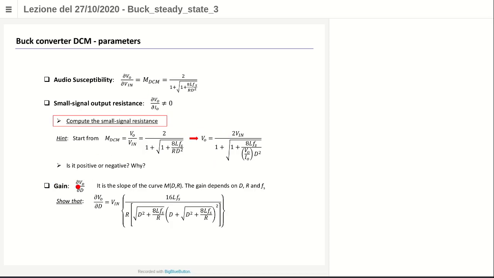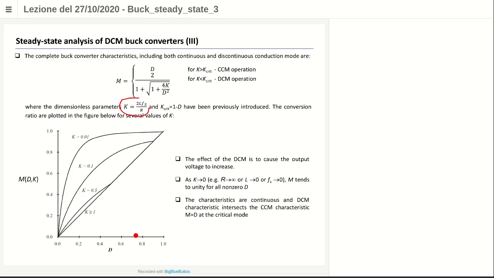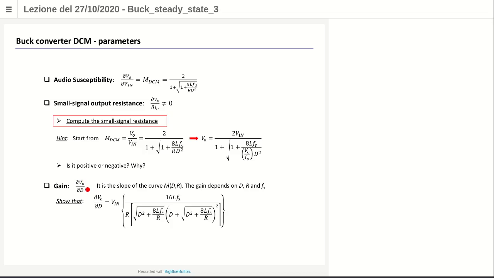Okay? The gain is the slope of the previous curve, the curve here. If you get the slope here, it should be something like this. If you get the slope for any duty cycle D, delta VO over delta D, which is the slope of the curve for DCM mode, it depends now on many parameters. And in the same way, show that by computing it, it is the same as I described here. Okay, so all the small signal parameters that I can compute now are changing, okay? Especially the output resistance is different. But all the parameters now depend on, let's say, duty cycle, resistance, switching frequency, inductance, etc.